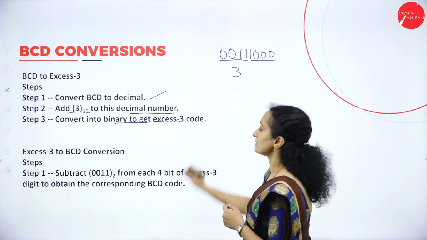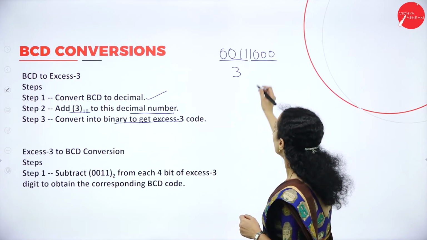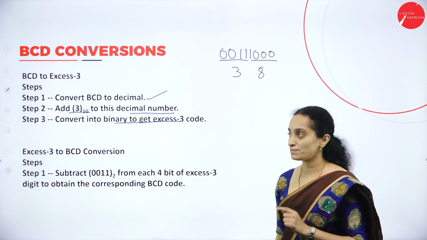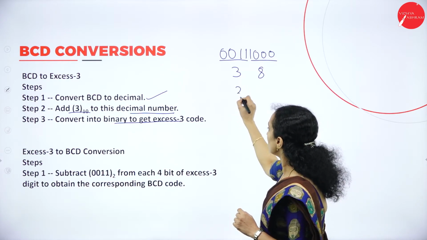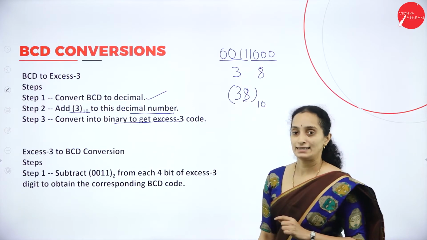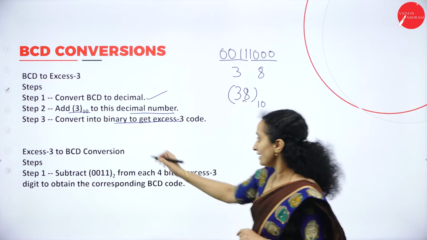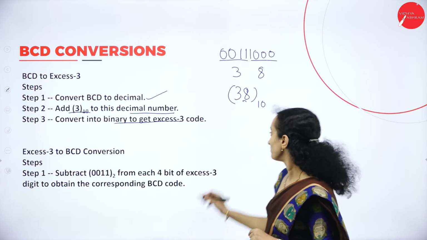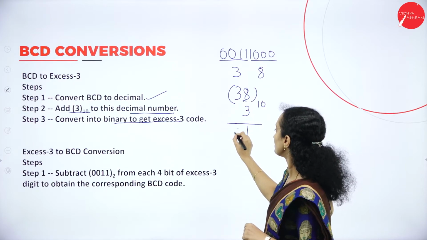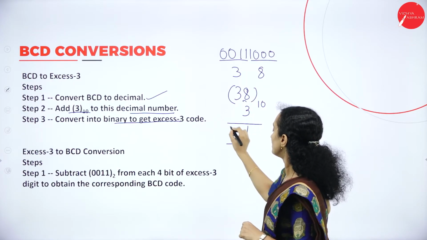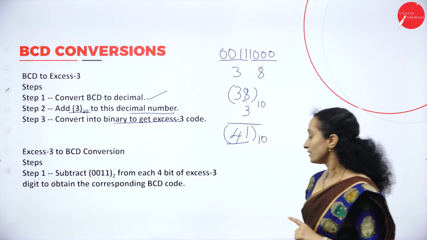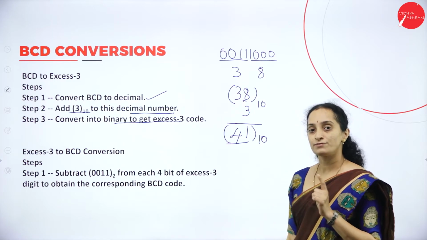0011 will represent 3 and 100 will represent 8. That means the decimal value is 38 to the base 10. For this 38, add 3. Okay, this will be 3. 41 will be the equivalent for XS3.